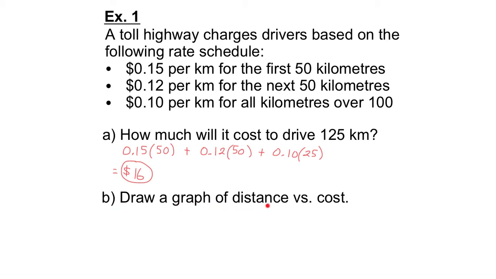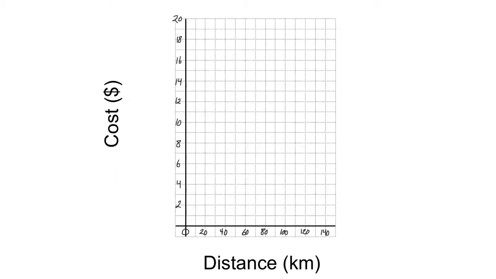Next question, draw a graph of distance versus cost. I'm going to start by setting up my axes, distance, cost. For the first 50 kilometers, it's a constant rate of change, 15 cents for every kilometer. So I'm going to have a straight line going up 15 cents every kilometer. I just have to figure out my endpoints. For a distance of 0 kilometers, you're not going to pay anything. For a distance of 50 kilometers, 50 times 0.15 is $7.50. So at 50 kilometers, you're paying $7.50. It's a constant rate of change for the first 50 kilometers, so I can draw a straight line.